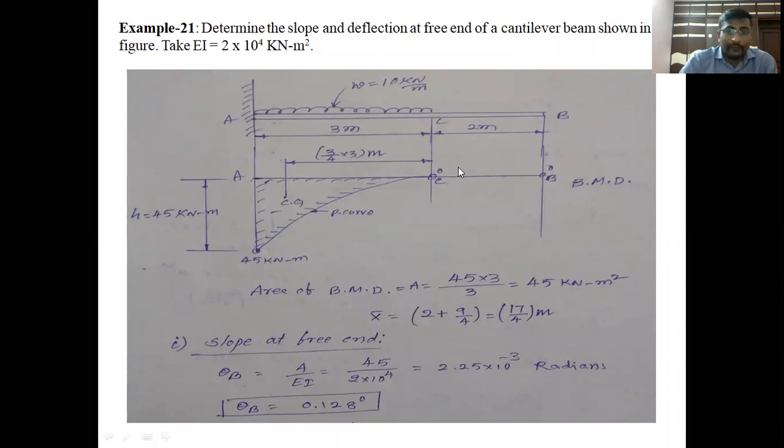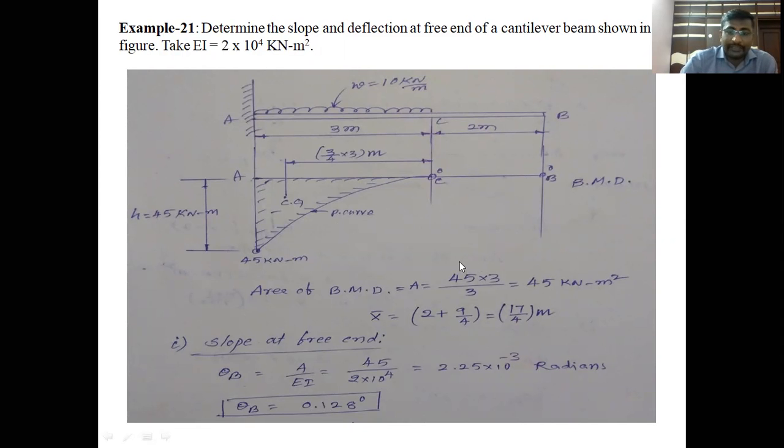Also, if the problem asks for the slope at point C, the same formula is applicable at point C also. So, what is the slope at point C? Theta C is equal to the area of the bending moment diagram between A and C, which is 45 itself. Therefore, slope at point C and slope at point B are equal, because there is no load acting, the beam simply deflects but does not bend between B and C. So this value is also the slope at point C. Clear, students?